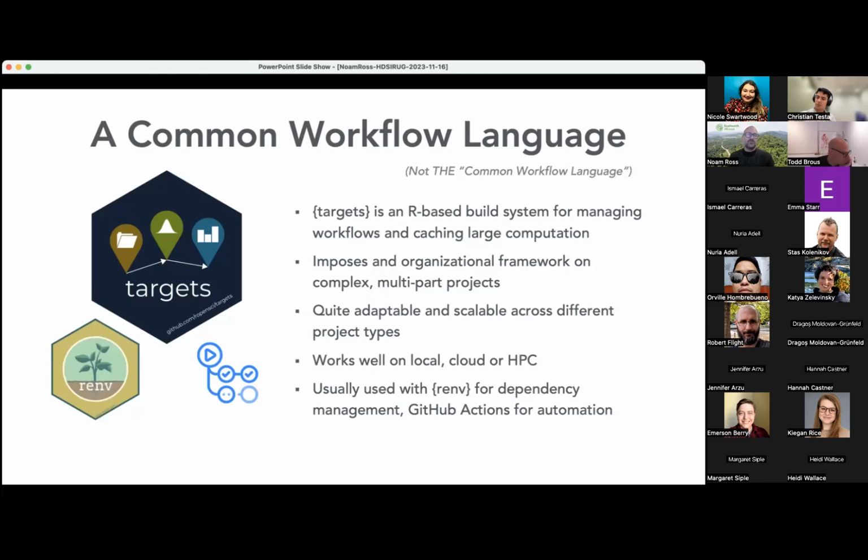But the most common thing that ties our computational work together is a tool called Targets. Targets is an R package that is a build system for managing workflows and caching large computation. And it's something that emerges from a need to manage complex data science workflows that often have a very intense and long-running component that you would prefer to cache and keep results from rather than having to rerun again and again as you redo different parts of your work.